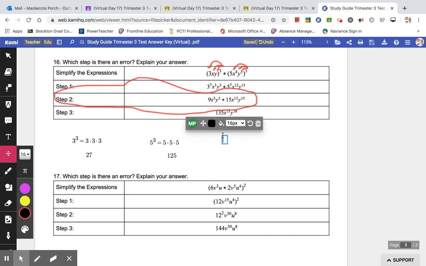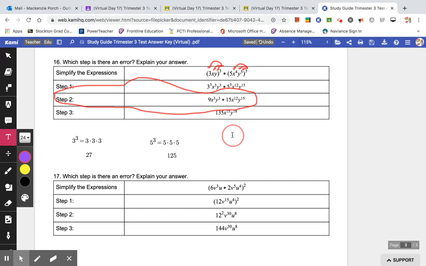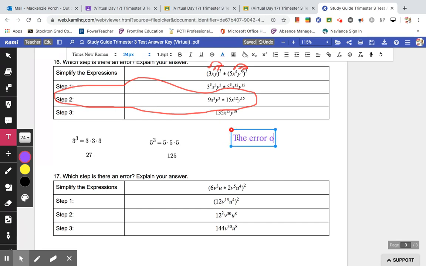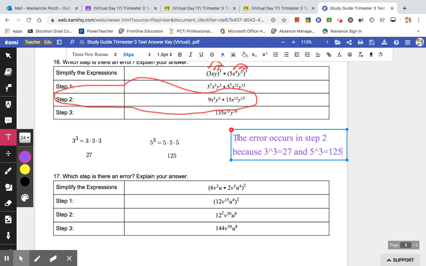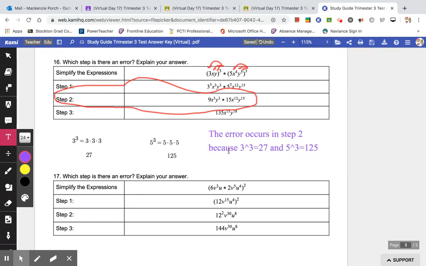So what I would write for this question is that, let me put a text box. The error occurs in step 2 because 3 cubed actually equals 27, and 5 cubed actually equals 125. So you can elaborate on that a little bit, but again, that's the big idea, is that instead of 9 and 15, this should be 27 and 125.